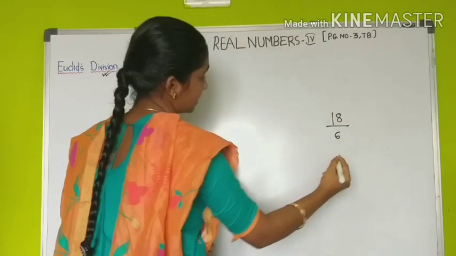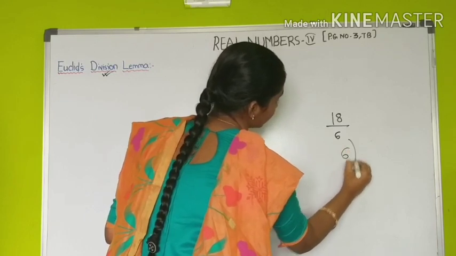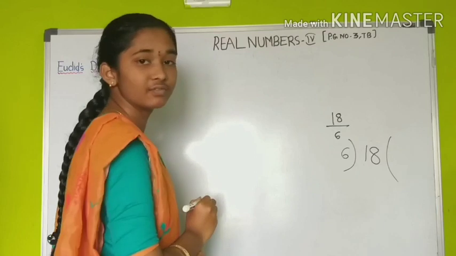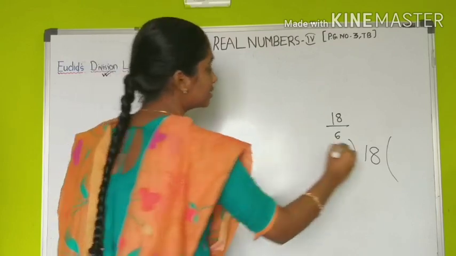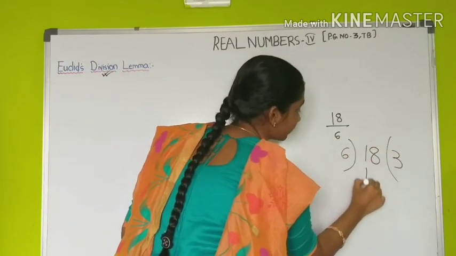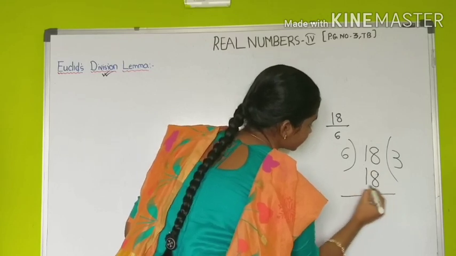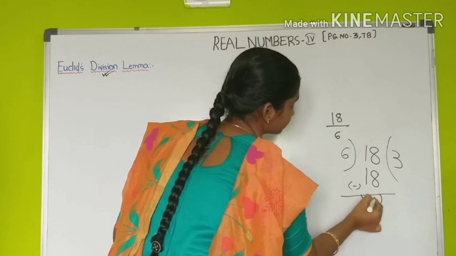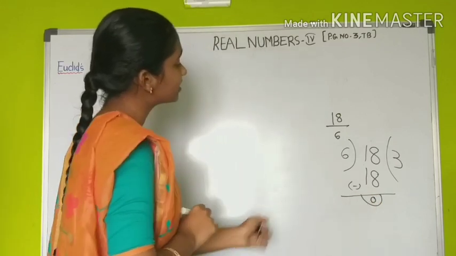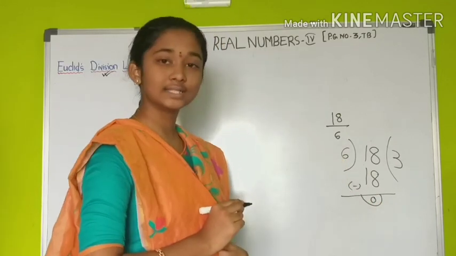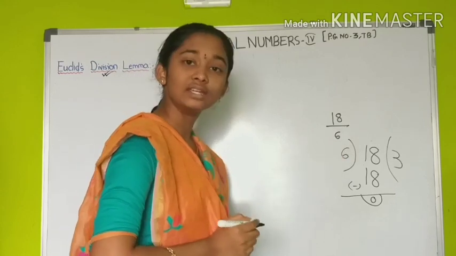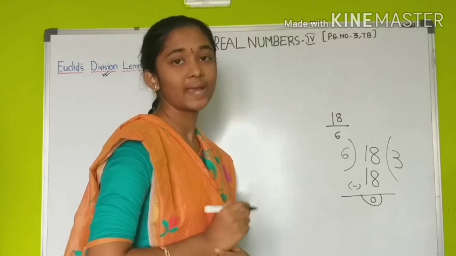When we divide 18 by 6, first we write 18 and 6. 6 threes are, we all know, 18. So we write 3 here and 18. And 18 minus 18 is 0, so we write 0 here. And what is the 6 in this division called? The 6 is called the divisor. As it divides the 18, it is called the divisor and it is denoted by b.